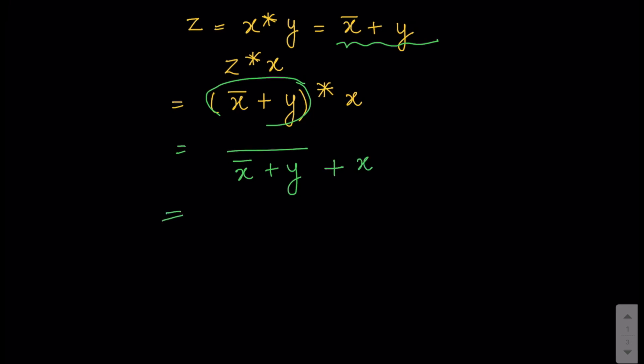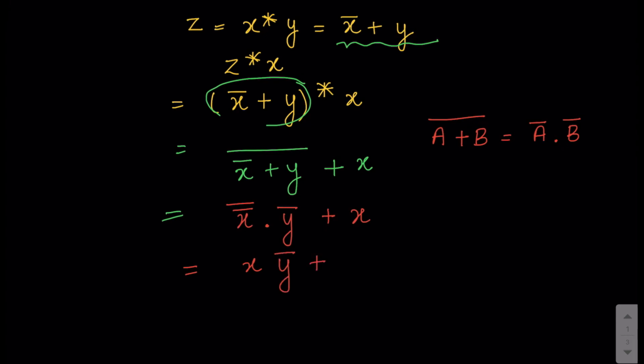Now you need to apply the De Morgan's law over here, and remember the De Morgan's law that will be applied is a plus b whole bar is equal to a bar dot b bar. The De Morgan's law is true for any n number of terms. So when we apply the De Morgan's law, we'll say x bar bar dot with y bar. So we get a double complement for the x, and this double complement reduces to x itself as per the not law, and we have x y bar plus x.